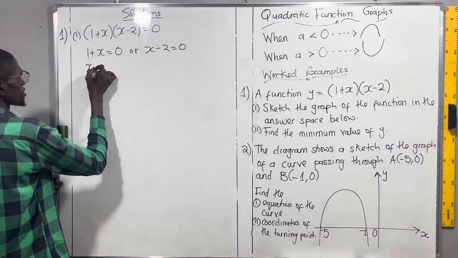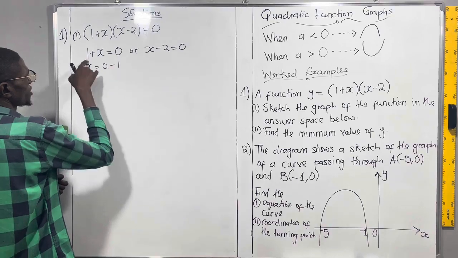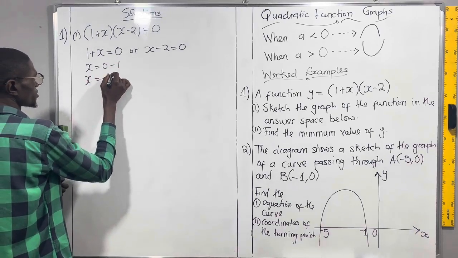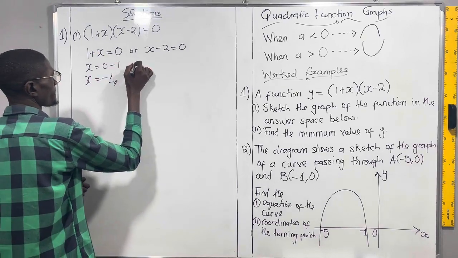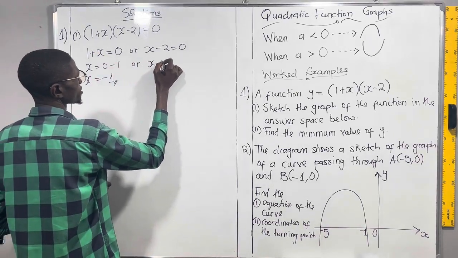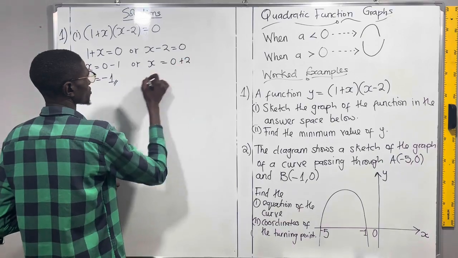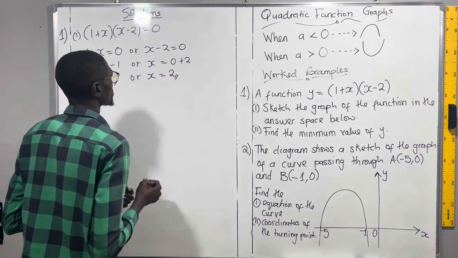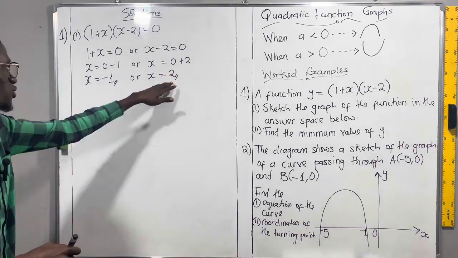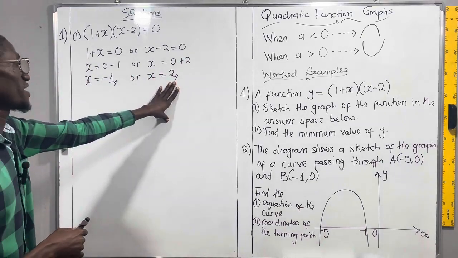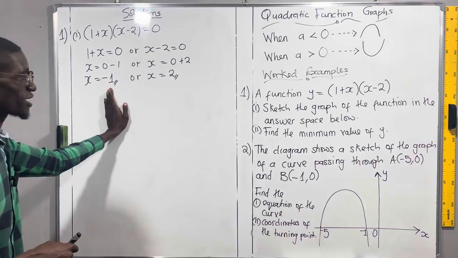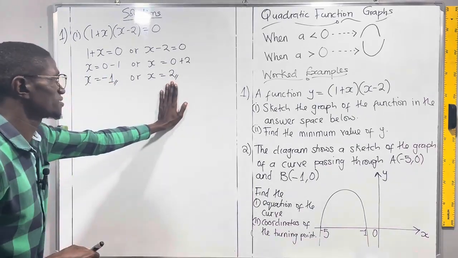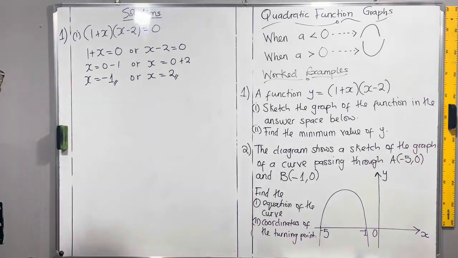So meaning x here is going to be 0 minus 1. When this one crosses, it becomes negative. So x there is going to be negative 1. Or x is equal to 0 plus 2, or x is equal to positive 2. So we have determined where the graph is going to cut through the x-axis. On one point it will cut on a negative 1, on the other point it will cut at positive 2.